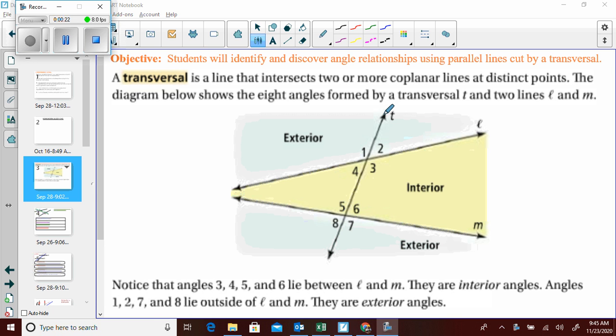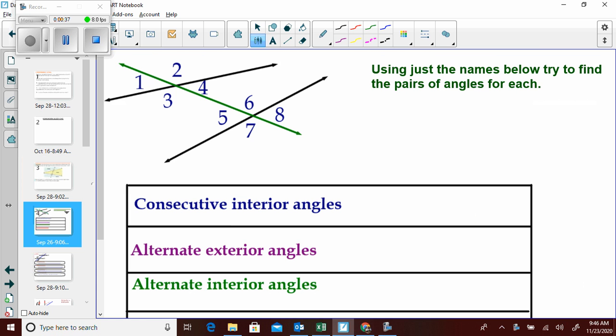What happens is we create certain things. We have the interior of the two lines, and we have the exterior. It's pretty basic. If you have your two lines, anything on the outside is the exterior, anything in between is the interior, okay? So let's see if we can find some angle pairs based on these names.